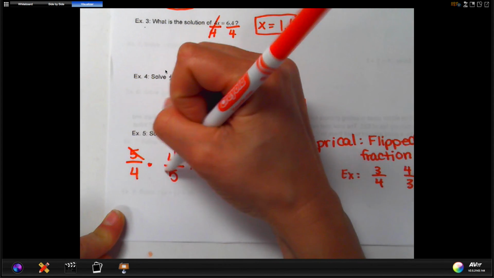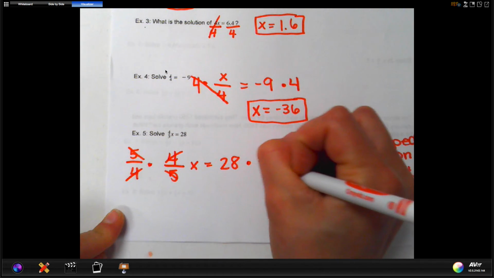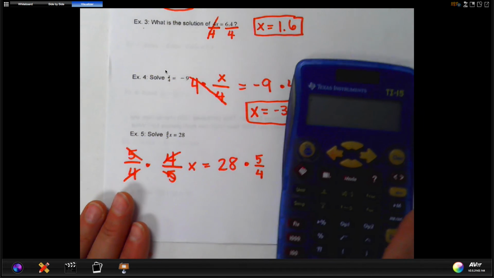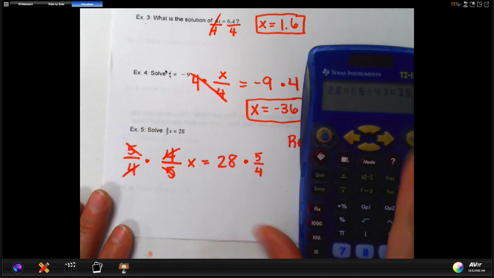That will cancel this and this. But you also have to do it over here, times 5/4. Again, don't be afraid to use a calculator here. Let me remind you how to type this in. So if you need to, you would do 28 times, and if your calculator has parentheses, I recommend using them around the fraction just in case you need to keep the operations separate. So we would do 5 divided by 4. Remember, a fraction is just division, equals. And so our answer here is 35.